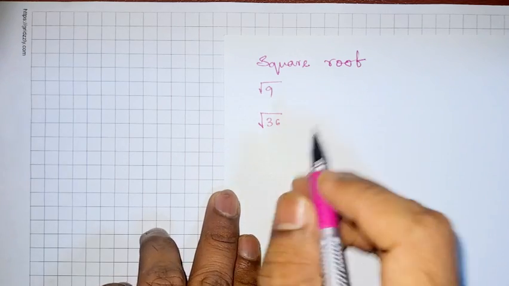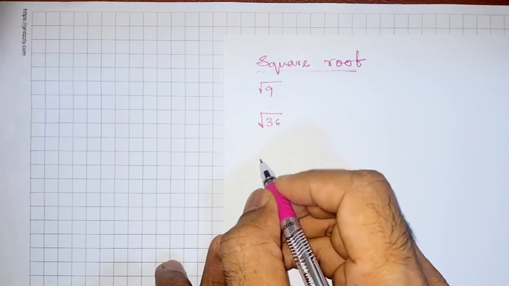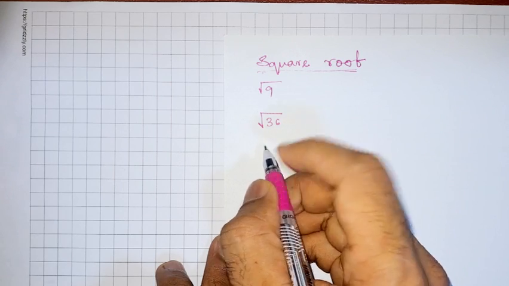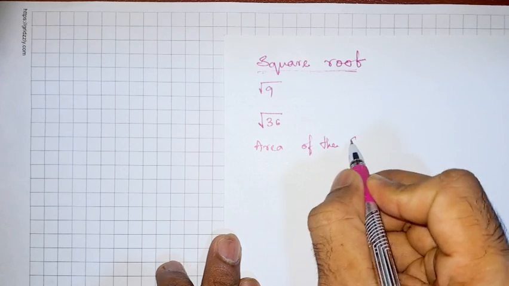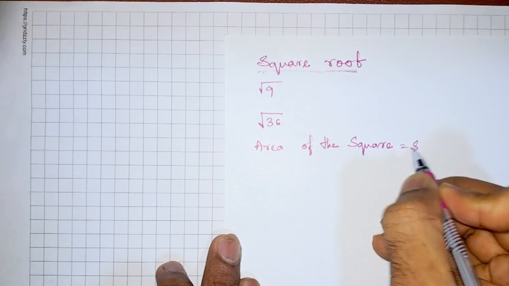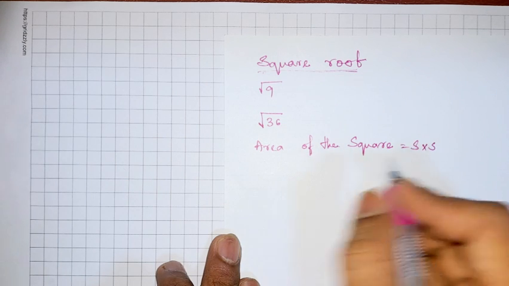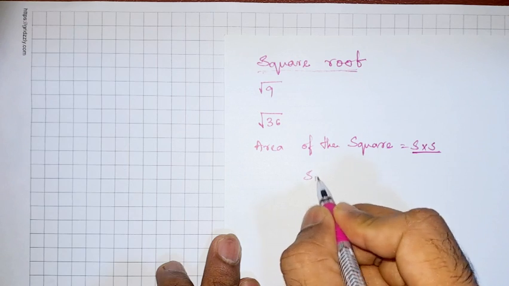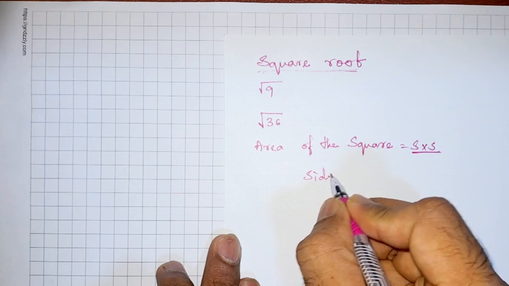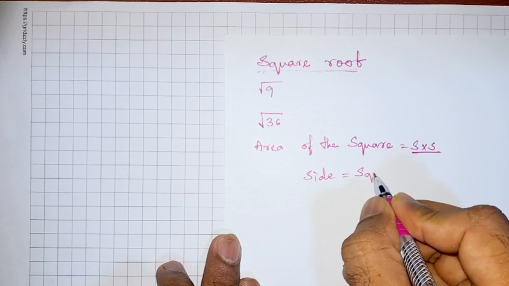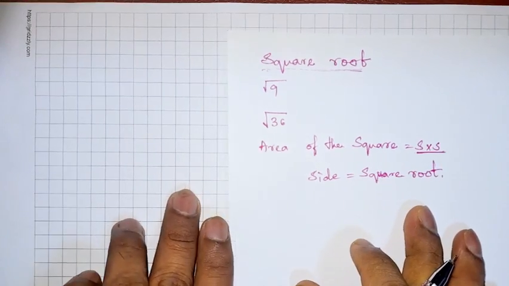Don't get confused. To find the square root, just think that you are finding the side of a square, and they have given you the area of the square. You know that the area of the square formula is side into side. So when we find the side, that is nothing but the square root of that area. So the side is going to give us the square root.